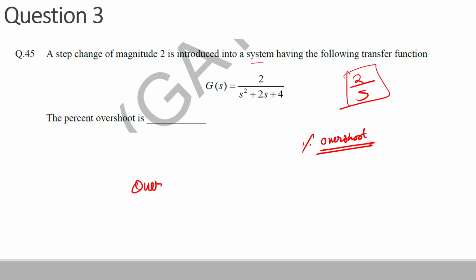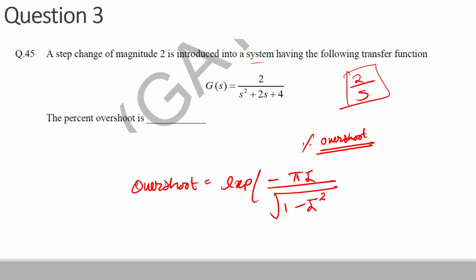So for overshoot, we have the formula as exponential of minus pi zeta upon root of 1 minus zeta whole square. Given this information, you have to find the percentage overshoot that is present in the system. So you can try solving this. I will discuss the solution in 2 minutes.